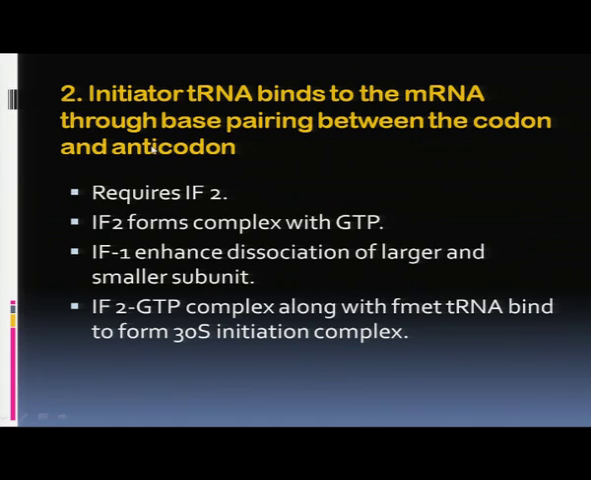Next step was initiator transfer RNA binds to the messenger RNA through base pairing between the codon and anticodon. This step requires IF2, that is initiation factor 2. This initiation factor 2 forms a complex with GTP molecule as energy source. IF1, that is initiation factor 1, enhances dissociation of the larger and smaller subunits. Initiation factor 2, when combined with GTP, forms the IF2-GTP complex, which along with formyl methionine transfer RNA binds to form the 30S initiation complex.